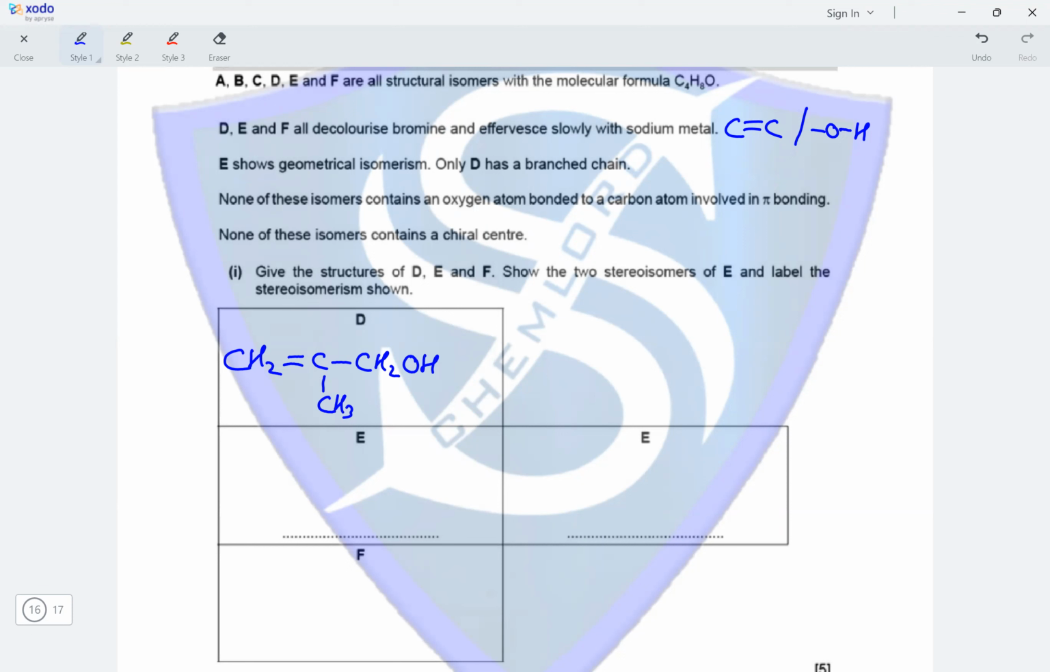E will show cis-trans isomerism, so the double bond has to be between two carbon atoms that have two different groups attached to them. So the same groups would be hydrogen on them, showing cis and trans isomerism. So two hydrogens pointing on one side of the double bond will show the cis isomerism, and on the opposite side will form the trans isomer.